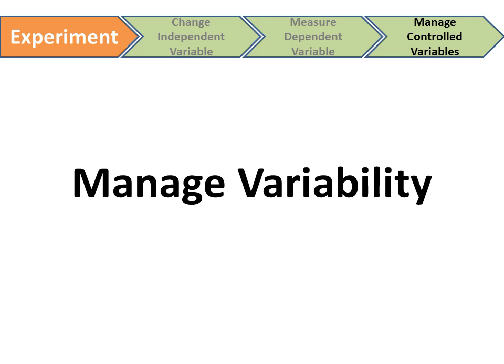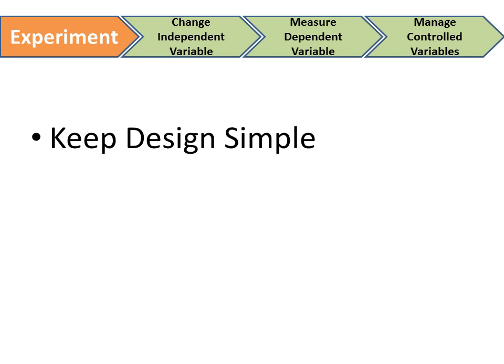There are general strategies you can take to reduce or at least manage variability in your experiment. First, keep the experiment as simple as possible. Limit time, equipment, and resources. Every time you add something, you're adding a variable that may confound your results.